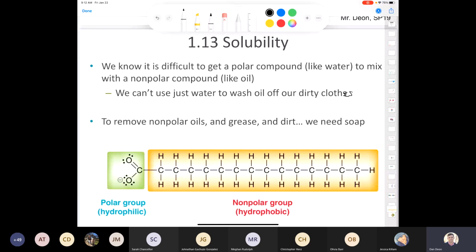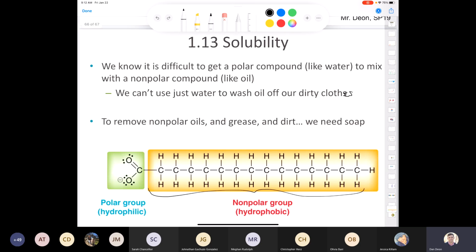Anyhow, if you think about dirt and grease, if you want to wash away dirt and grease, you wash it away with a soap. Well, a soap is nothing more than a fatty acid that's been hydrolyzed. So this is what a fatty acid is right here. Even if you don't know what a fatty acid is, you probably recognize that these are all carbon-carbon and carbon-hydrogen bonds, and so this part of the molecule is nonpolar.